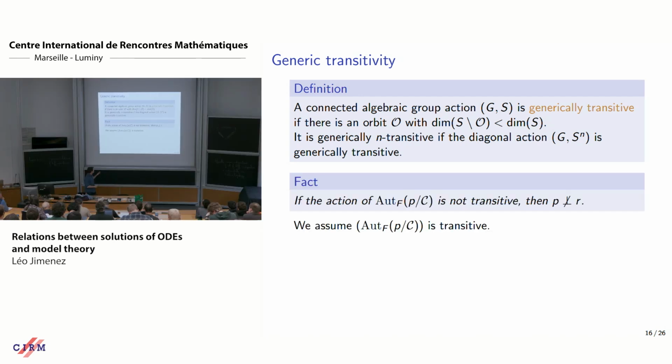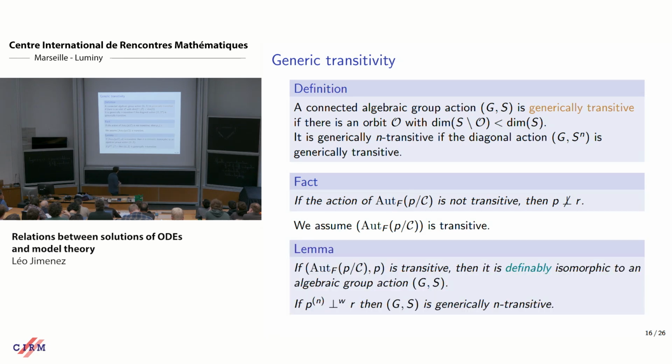Okay, so the first fact is that if the action is not transitive, then we get not weakly orthogonal even. Sorry, this should be weakly here, right? So we get a relation between one solution and one constant. So this should be weak here. Okay, so we can assume safely that the action is transitive, and then here's a lemma: if this action is transitive, then it's definably isomorphic to an algebraic group action G on S. And moreover, if P to the n is weakly orthogonal to the generic of the constants R, then this is generically n-transitive.